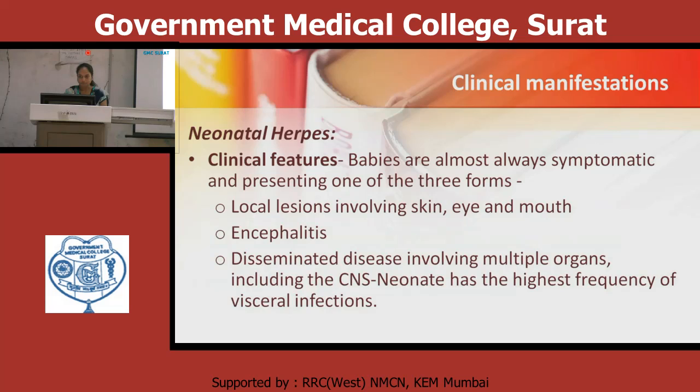Clinical features of neonatal herpes. Babies are almost always symptomatic and present in one of three forms: local lesions involving skin, eye and mouth; encephalitis; or disseminated disease involving multiple organs including the CNS. Neonates have the highest frequency of visceral infections.